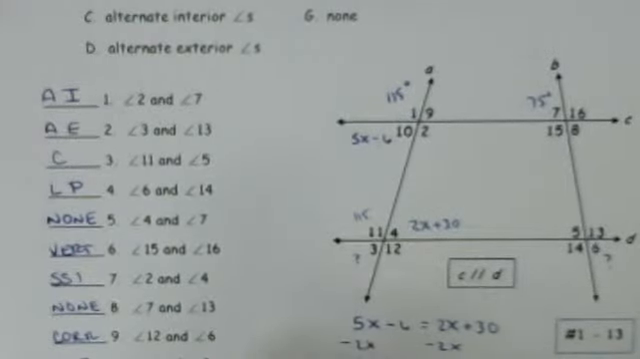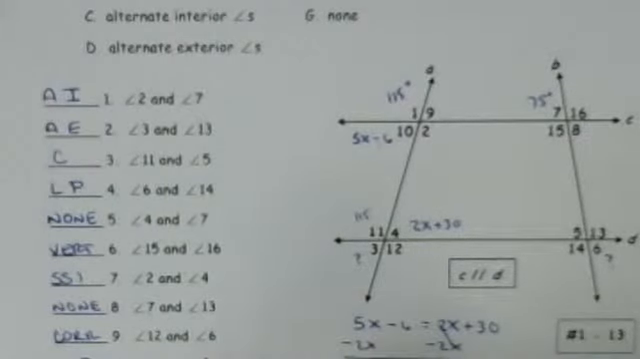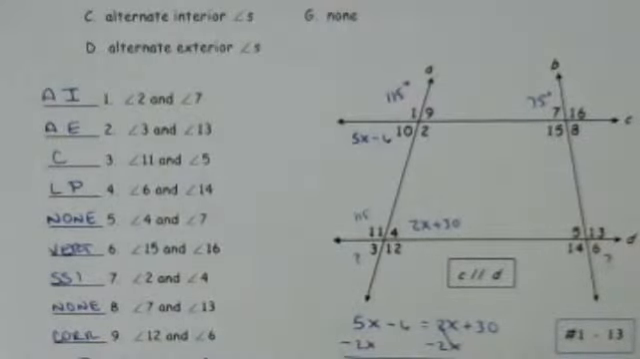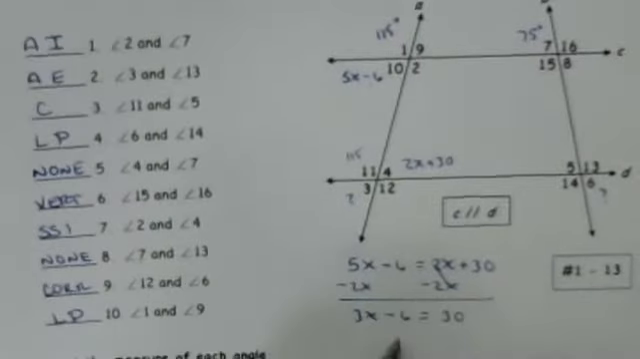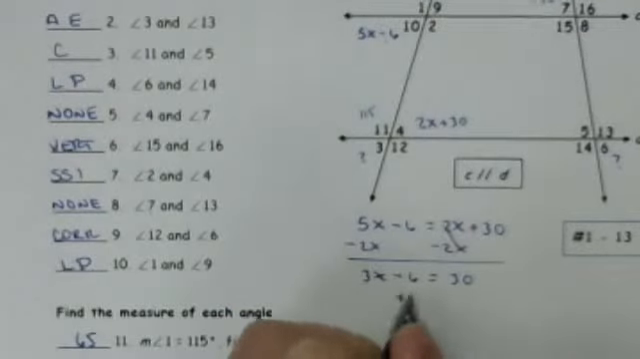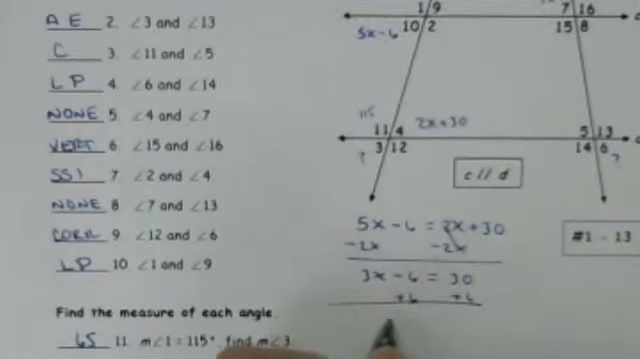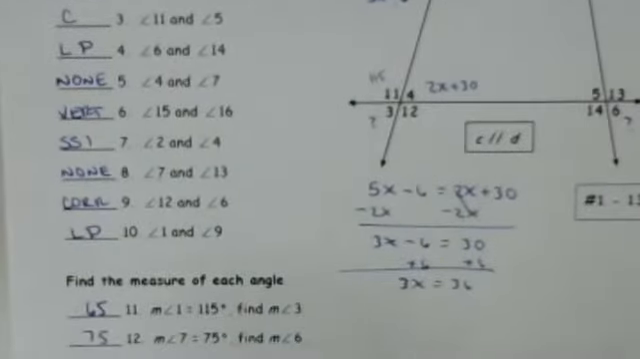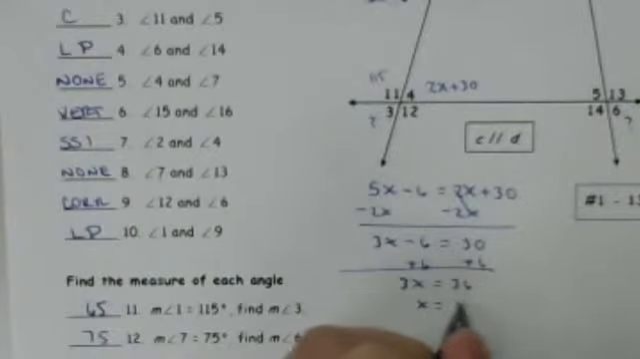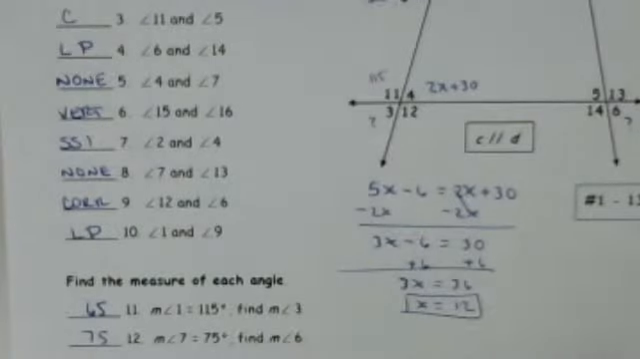Subtract 2x from each side. That gives you 3x minus 6 equals 30. Now we add 6 to both sides and get 3x equals 36. So then we see very quickly that x equals 12.